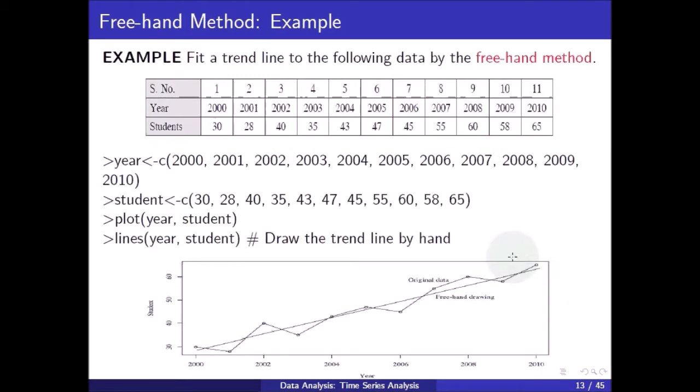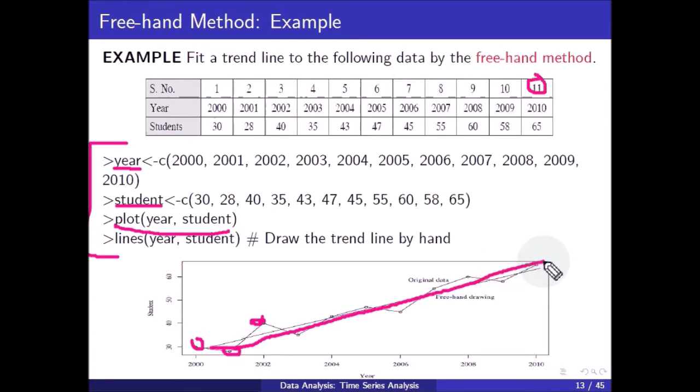Now, an example of the freehand method: fit a trend line to the following data by the freehand method. We have 11 data points, from year 2000 to 2010, with a number of students, say 30, 28, 40, and so on. This is the R implementation. Here we input year and student, and we plot the scatter plot. These are the data, and from the data we just draw the line by the freehand method.